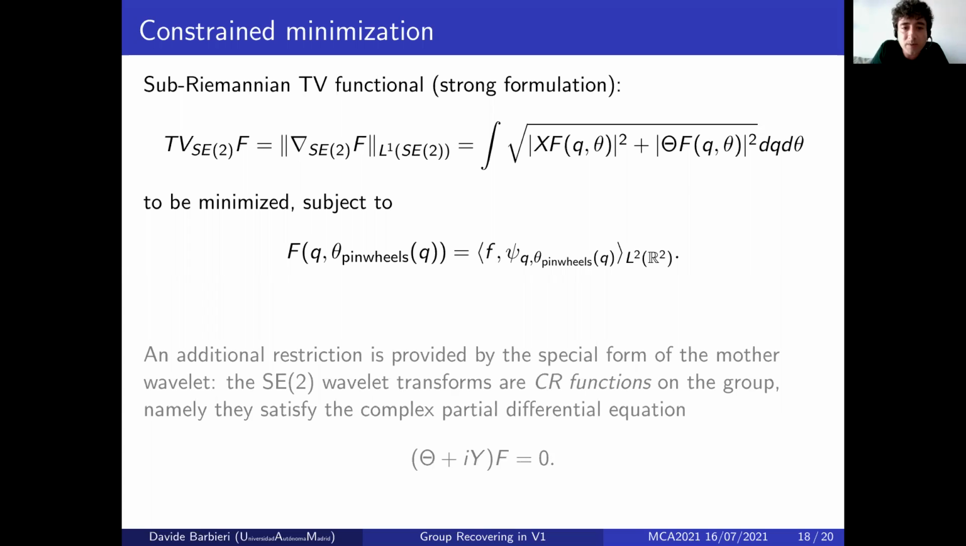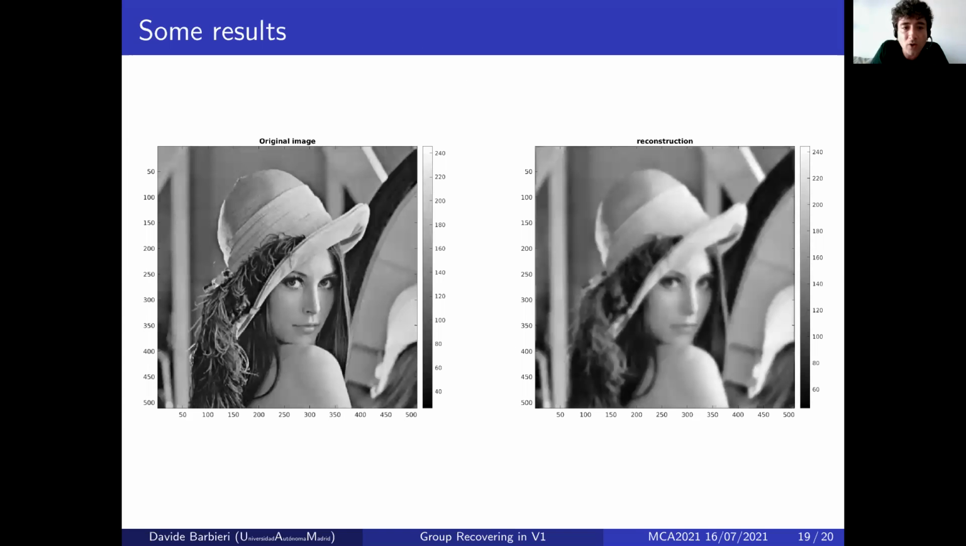So let us see some of the results. I've put this one just because it's a sample image. Everybody has seen this image several times. The reconstruction, I hope you can see from the zoom quality, is not perfect.